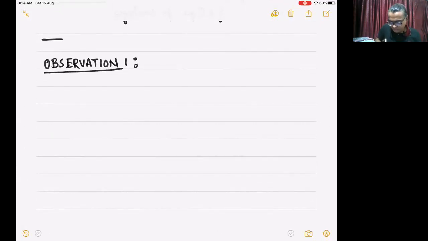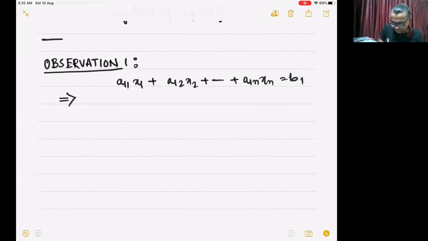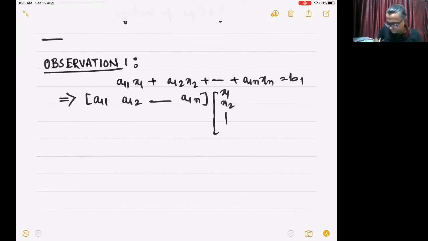When I write down an equation, a11 x1 plus a12 x2 plus dot dot dot up to a1n xn equals b1, by matrix vector notation, this is nothing but this row vector multiplying this column vector equal to the scalar. This is observation number 1.